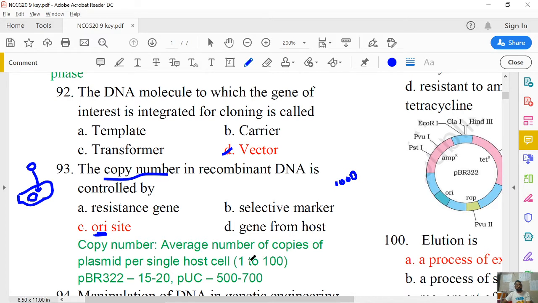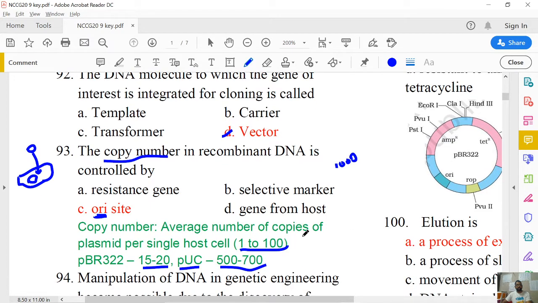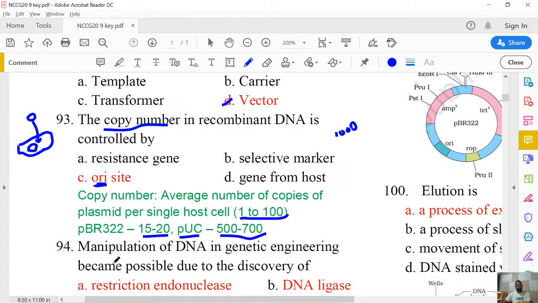So this varies usually from 1 to 100 as per the NCERT. So this is the figure, but you'll find even large number of plasmids also. So just for example, in the case of pBR322, the copy number of pBR322 is 15 to 20. It is actually low copy number plasmid. But when it comes to the pUC, that is Plasmid University of California, this has 500 to 700 copy number. So this is one of the higher copy number plasmid.